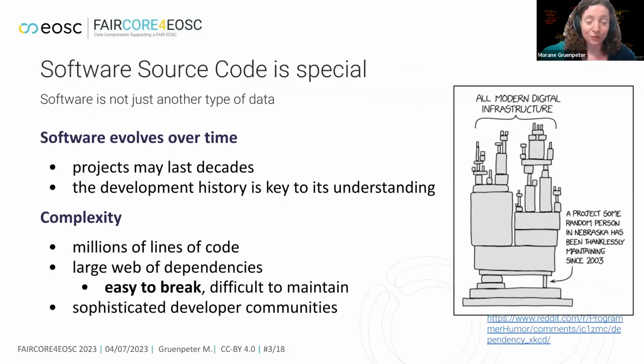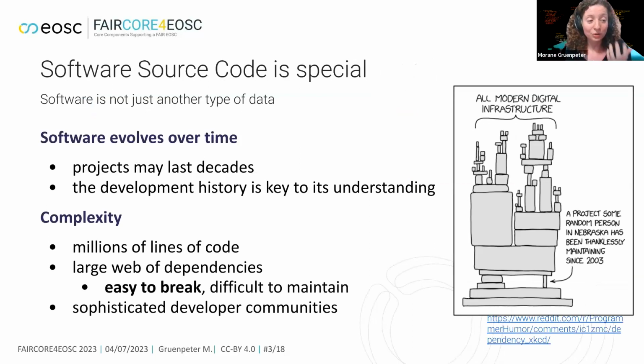Now, software source code is special, and this part of this webinar today is to clarify why we want to archive software source code, because software is not just another type of data. It evolves over time, but it's crucial for science, for research.